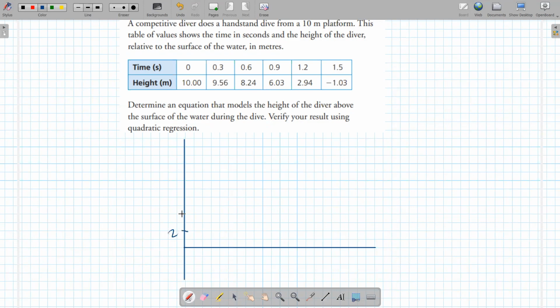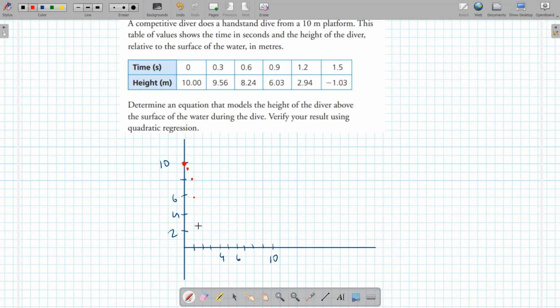So 2, 4, 6, 8, 10. So our first point, let's say 1, 2, 3, 4, 5, 6, 7, 8, 9, 10. So our first point is 0 and 10. Well, that's a pretty easy point. Our next point is 0.3 and 9.56. That is a super annoying point. So 0.3 is going to be somewhere to the left of 0.5. And 9.56, this is 9, so 9.56 is going to be somewhere there. Next point is 0.6 and 8.24. So maybe right there.